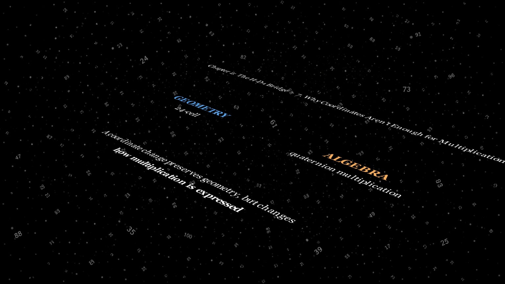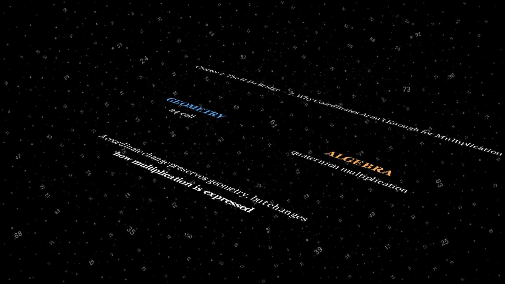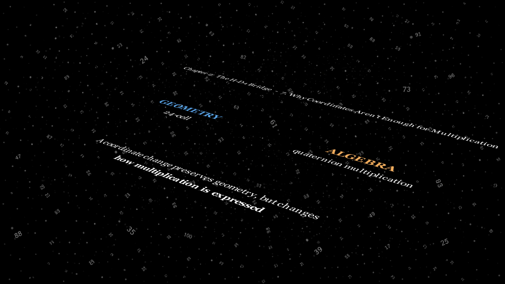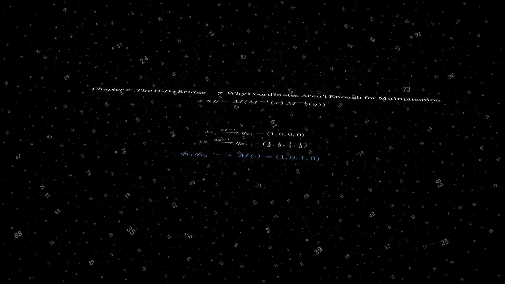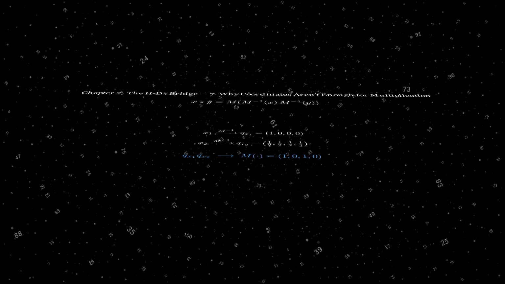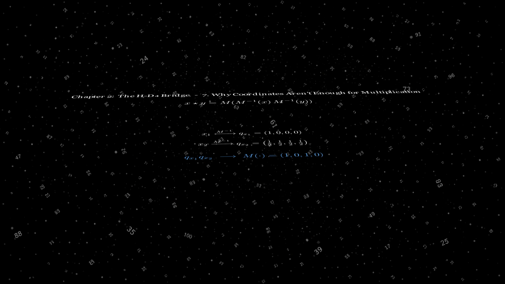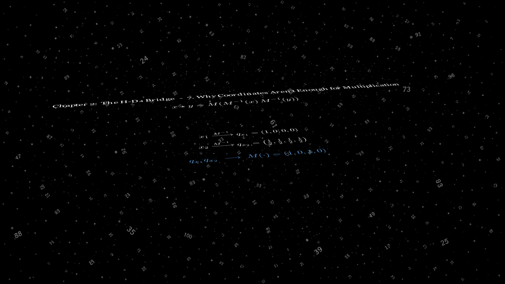Take the inverse of M applied to X, take the inverse of M applied to Y, multiply those two results together, apply M to that product. This defines a new multiplication on D4. Apply the inverse of M to X and to Y, multiply those two results together using quaternion multiplication, and then apply the map M to the product. Notice what we have done. We have not changed the underlying group. We have changed the way multiplication is expressed in the new coordinates.